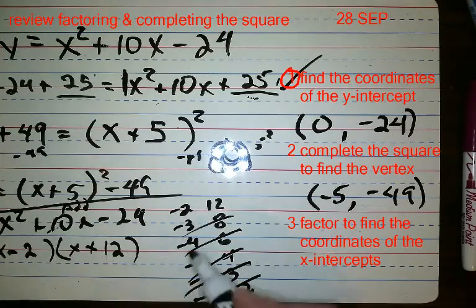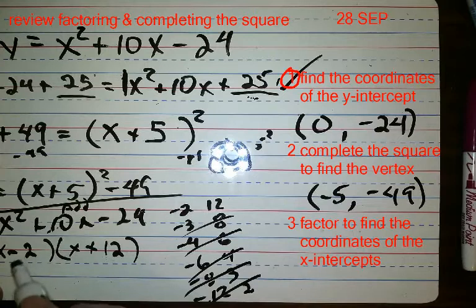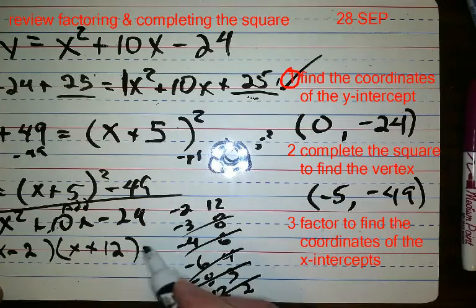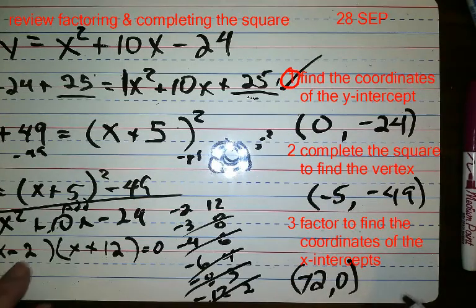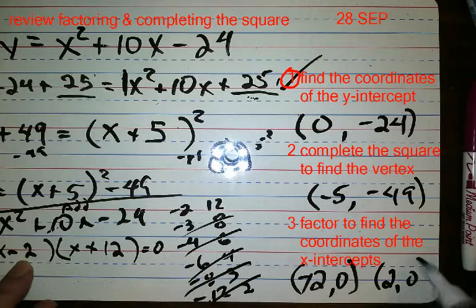Right? So what are the x-intercepts? Well, it's the opposite of this. What makes it equal 0? Well, what makes this one equal 0 would be negative 12. Whoops. Negative 12. And what makes this one equal 0 would be positive 2. Alright?